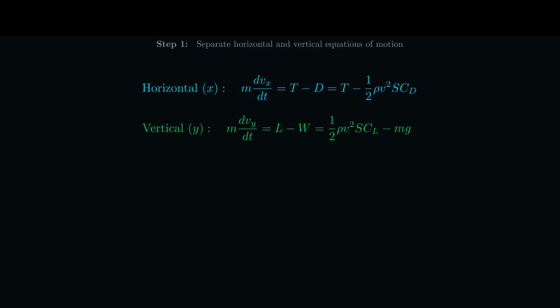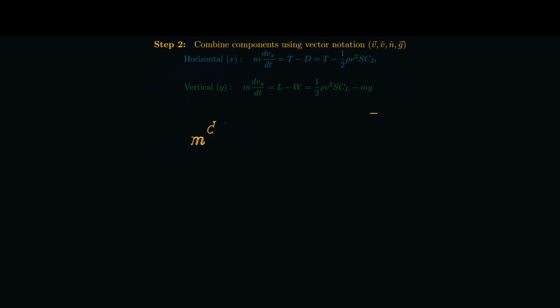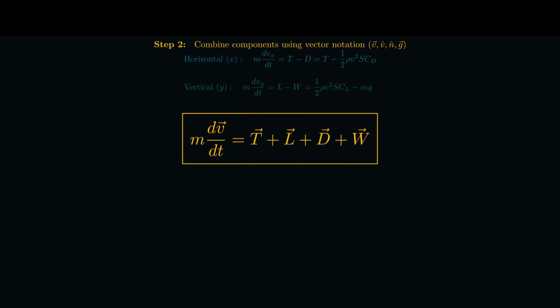Can we combine horizontal and vertical motion into a single equation? Absolutely. By using vector notation, we can express the entire flight path of any aircraft in one unified Newton's second law equation. Mass times the derivative of the velocity vector with respect to time equals the thrust vector, plus the lift vector, plus the drag vector, plus the weight vector.